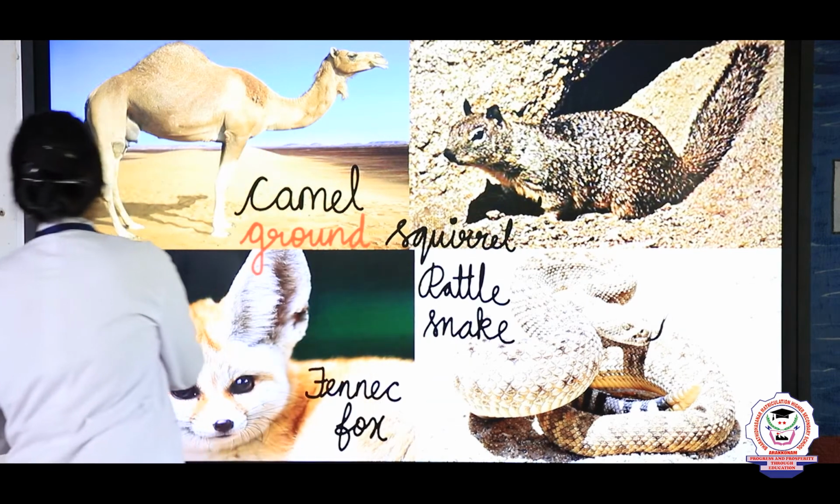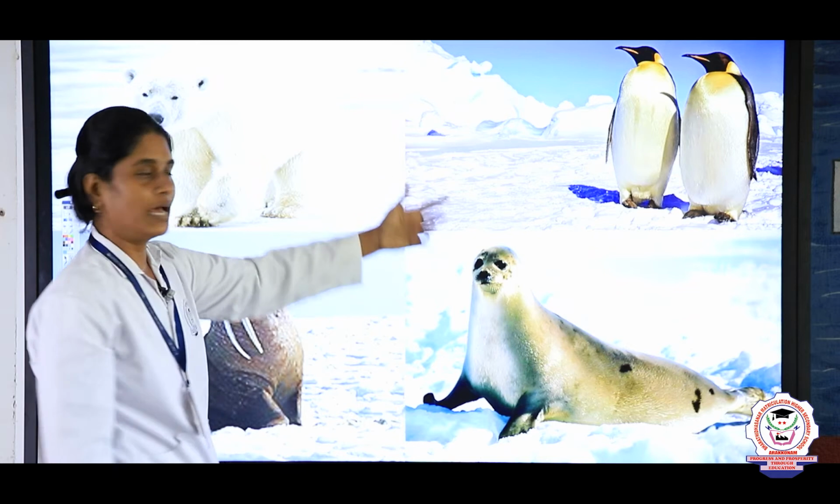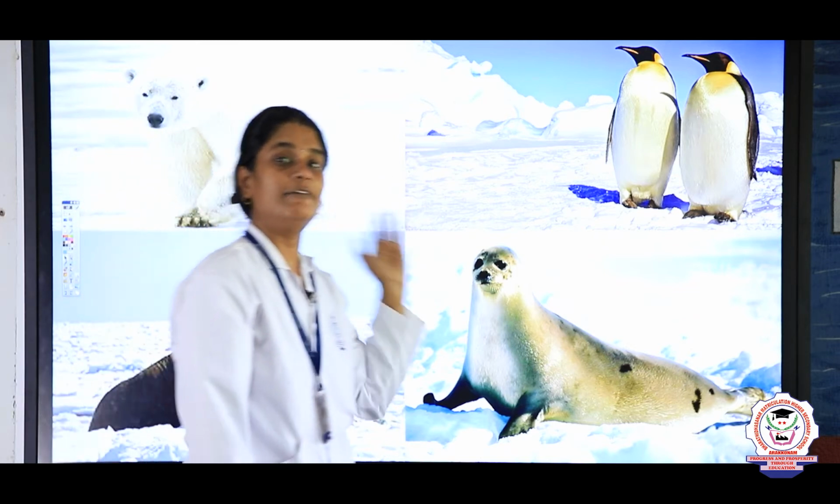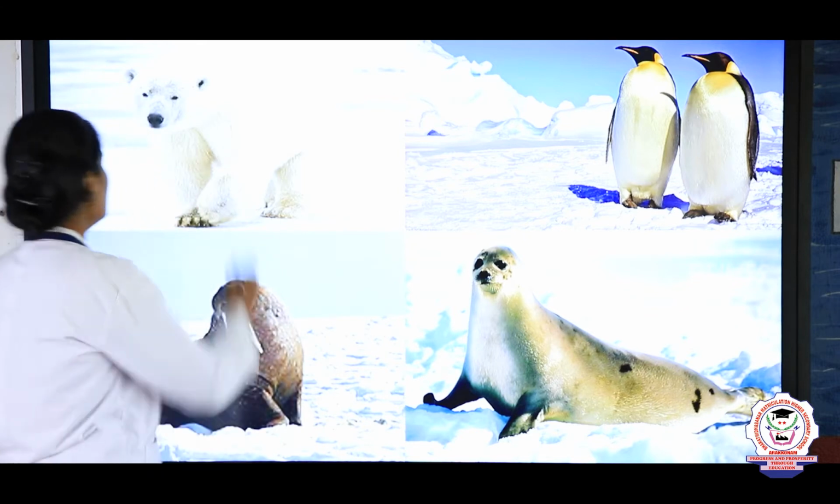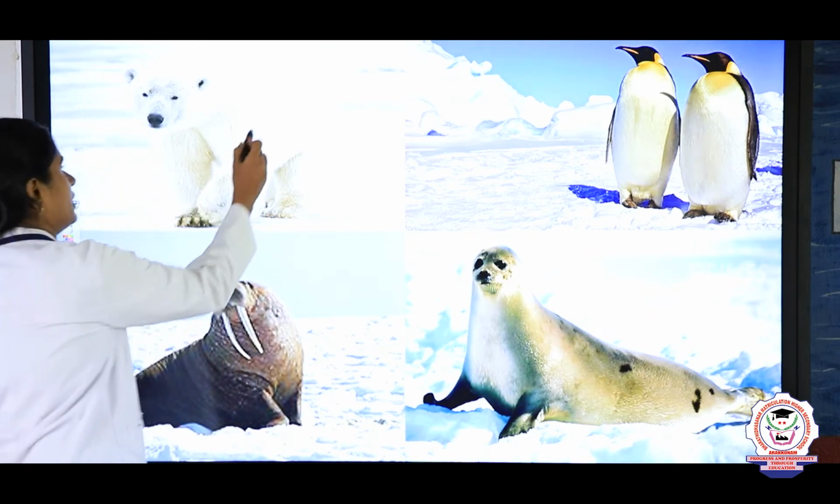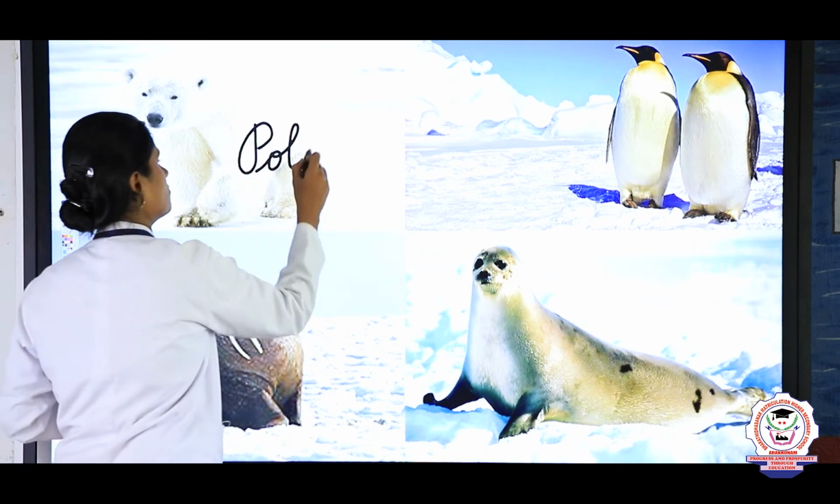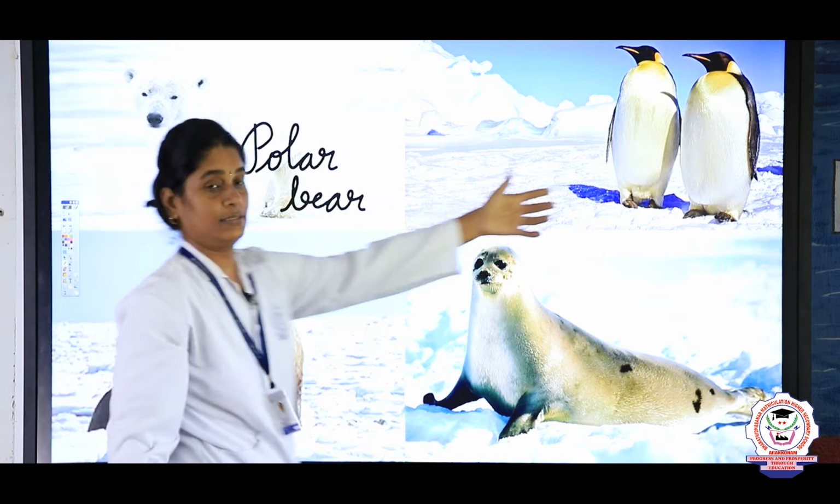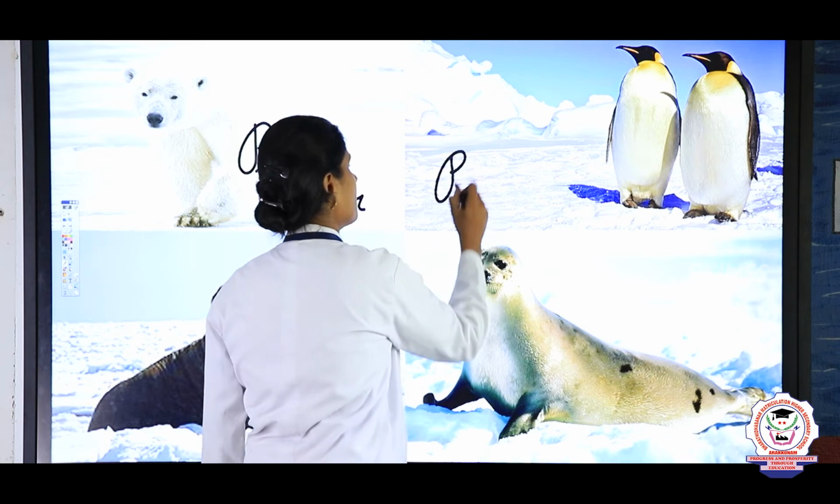So now let's see the next habitat, polar region. Polar region is extremely cold. What animals live in the polar region? Example, polar bear. So polar bear, and what is this? Yes, penguin.